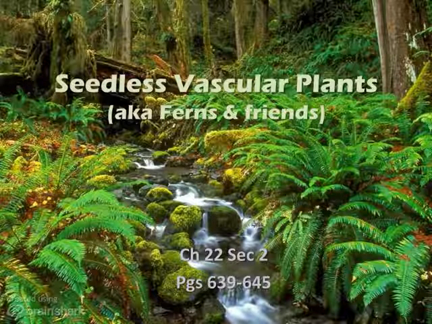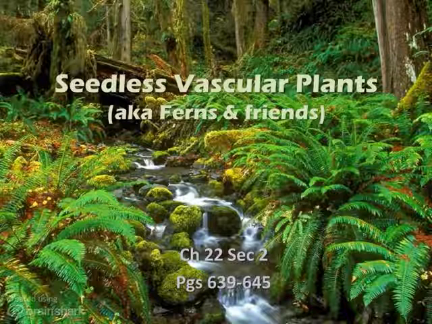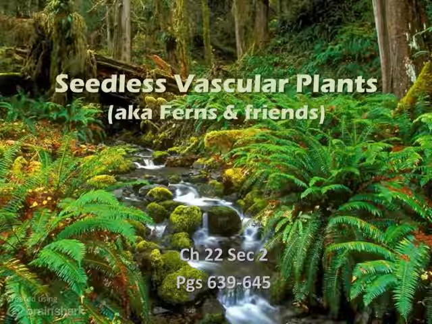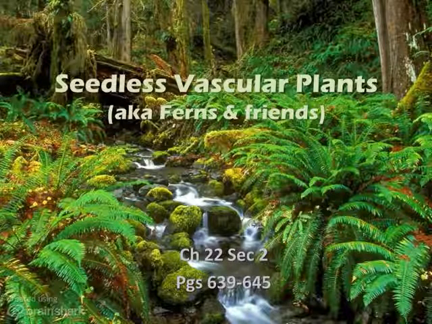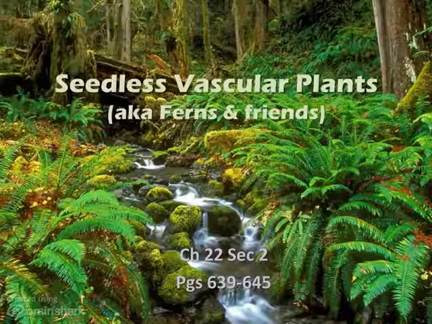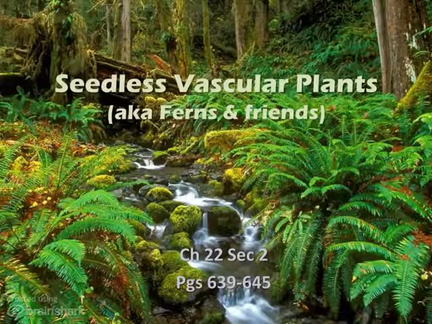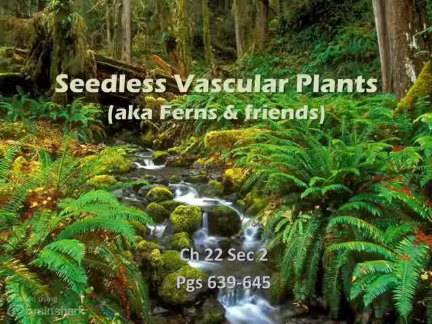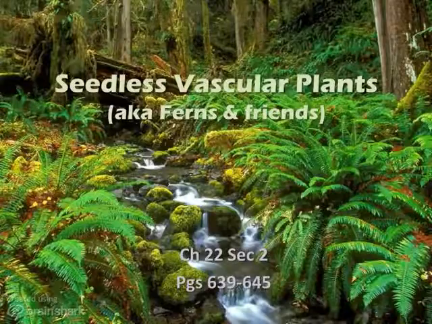Then, about 420 million years ago, these mosses were joined by moss-like plants that had vascular tissue that allowed them to grow taller and reproduce without a constant supply of water. These are the seedless vascular plants, otherwise known as ferns and their friends. So get your papers ready and let's take a look at this interesting group.